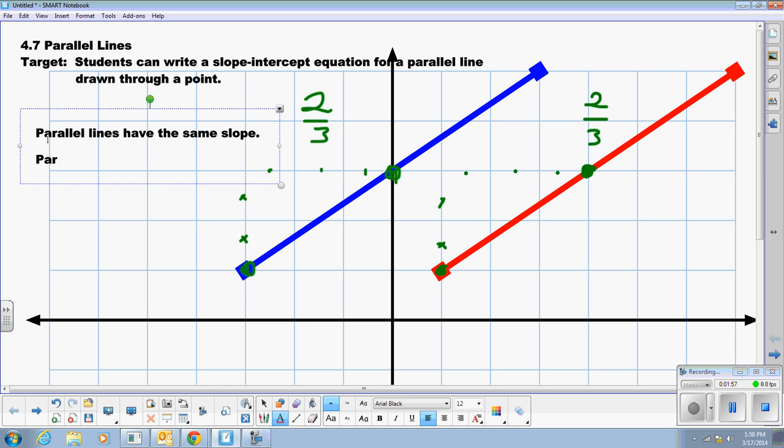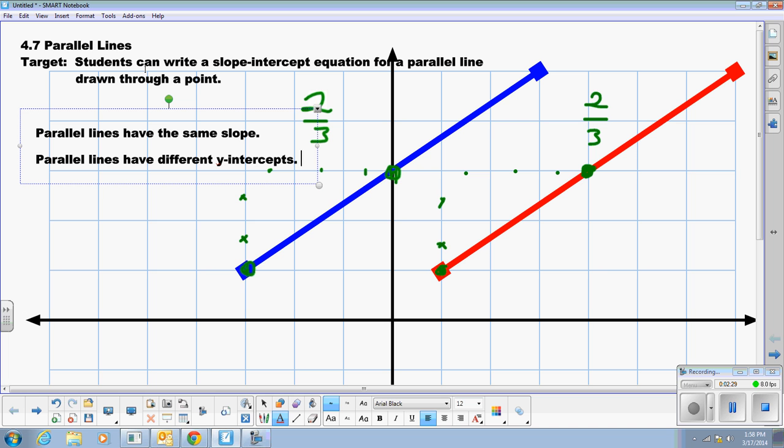Parallel lines have different y-intercepts. Two things you need to remember about parallel lines: same slope, different y-intercepts. The blue line crosses right now at 1, 2, 3. The red line, if I keep drawing this down, will cross in between 0 and 1. And that means it crosses the y-axis at a different spot. So that means we have different intercepts. Parallel lines have the same slope, different y-intercepts.